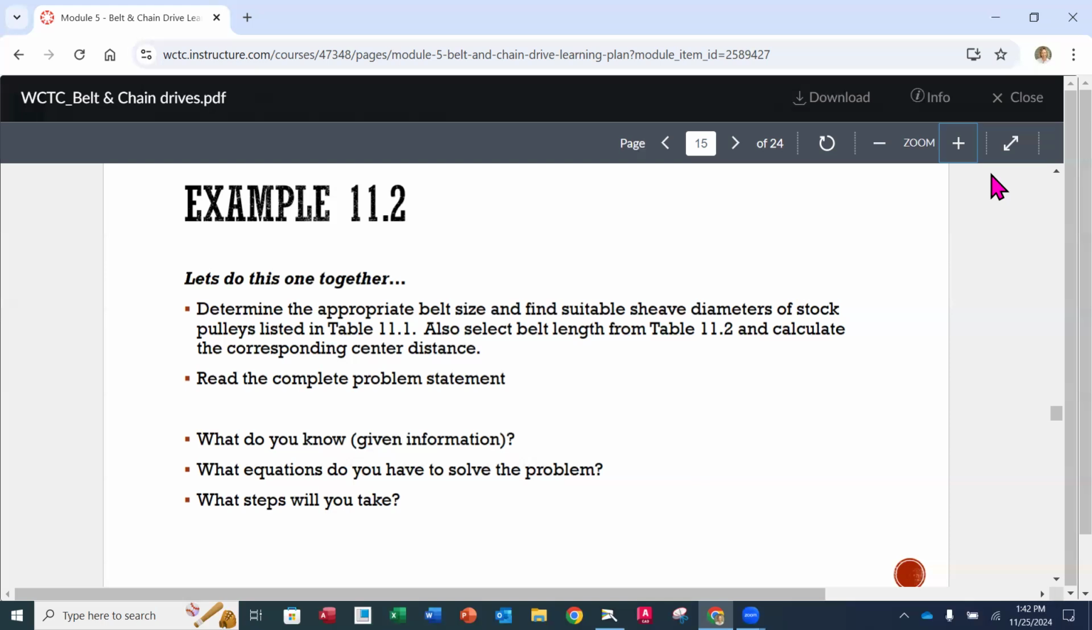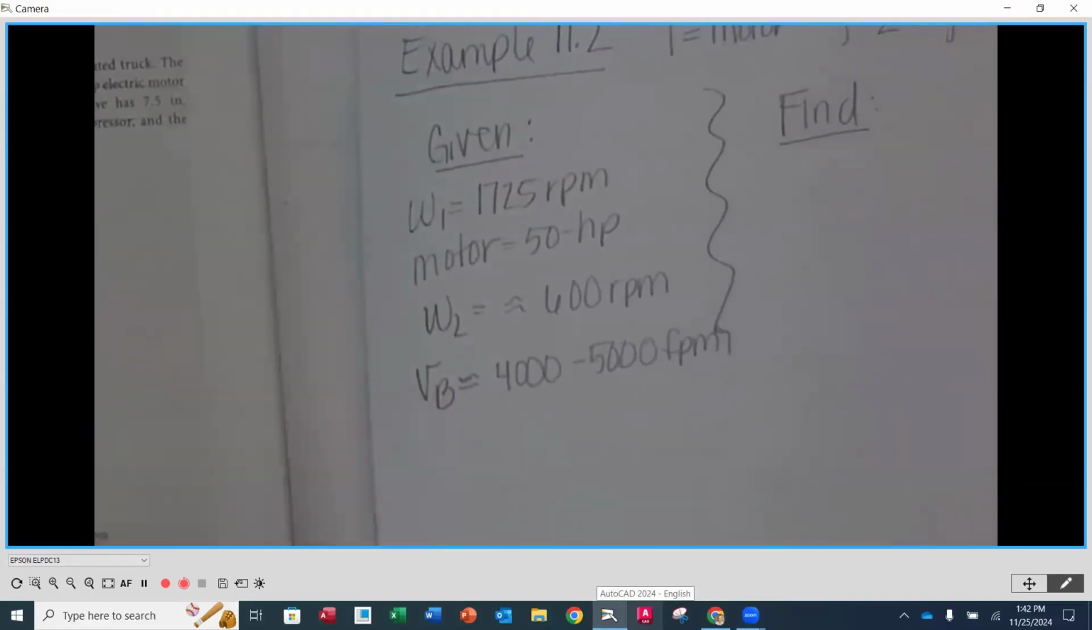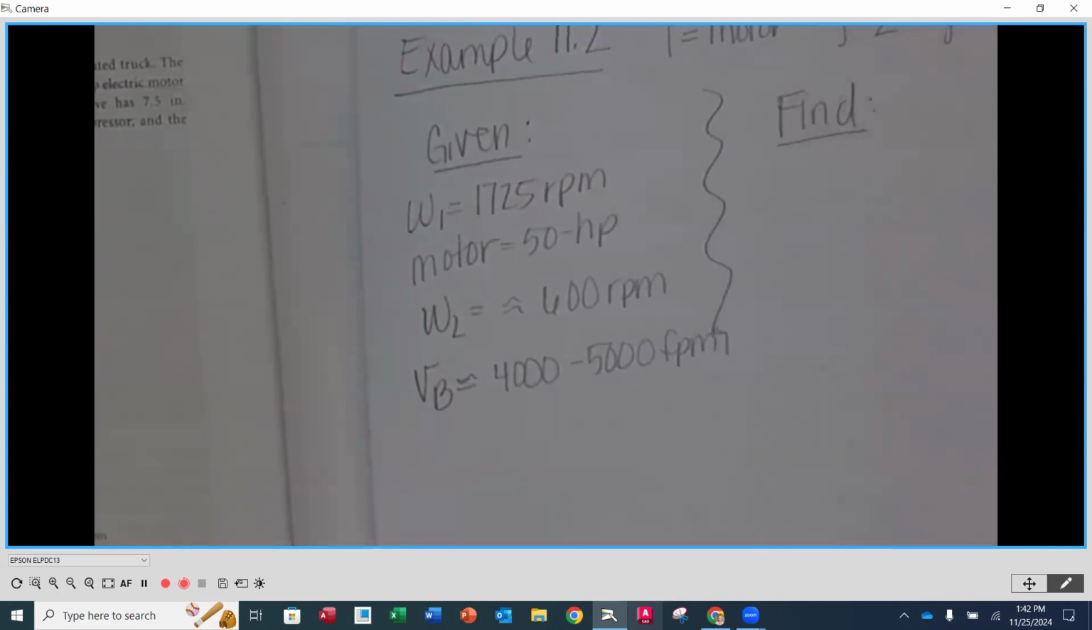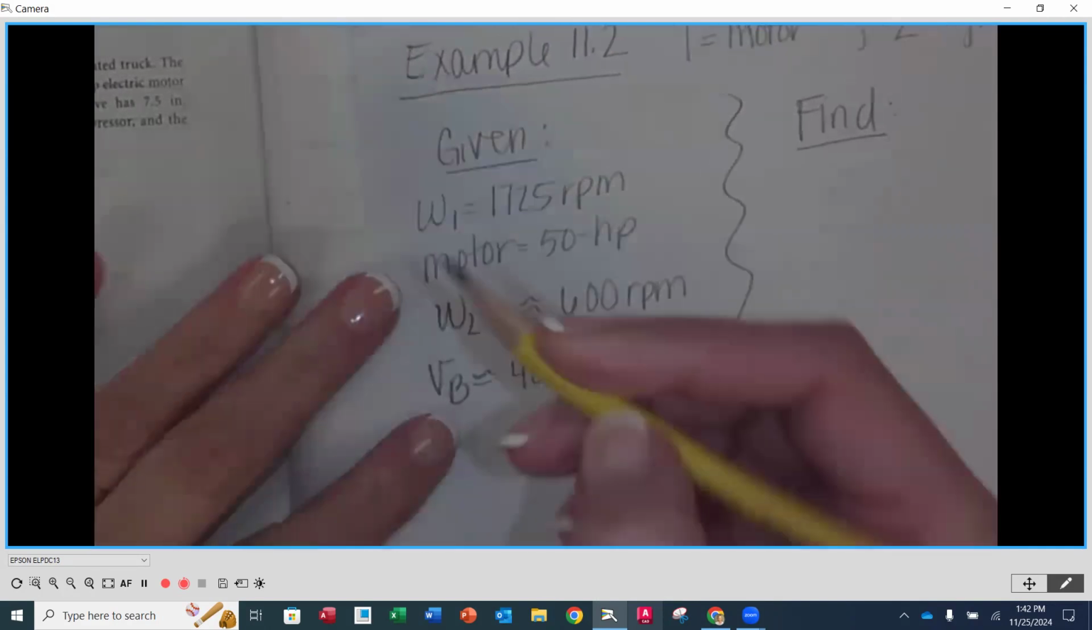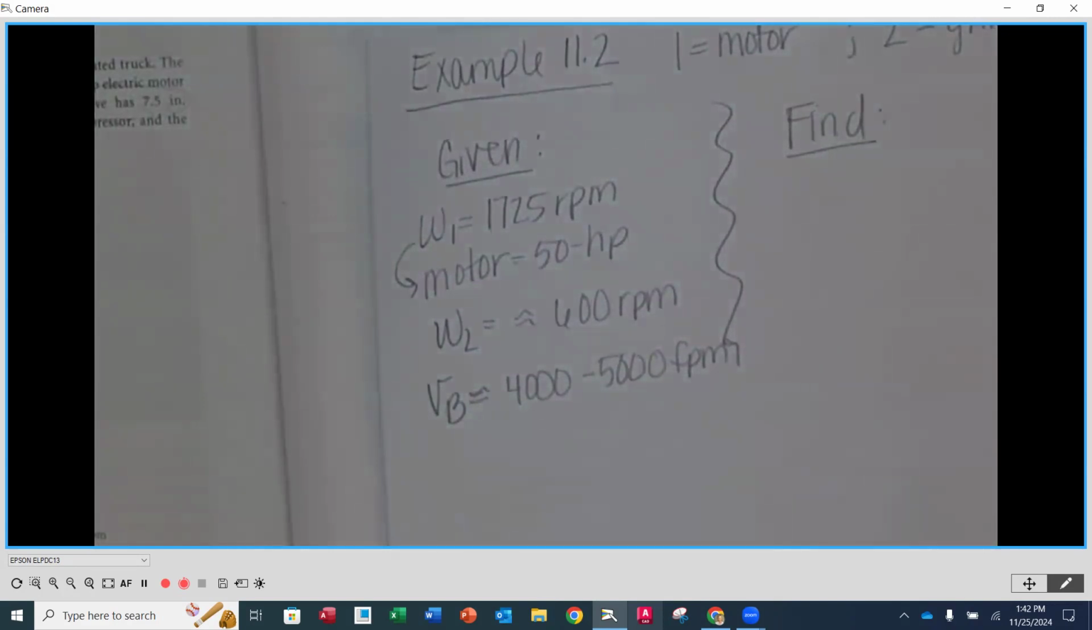So from the problem statement itself, here are the elements that hopefully you picked out. If not, make sure that it makes sense what we have here. Our W1, which is going to be our input off of the motor, is going to be 1725 RPMs. And that's a motor. It has 50 horsepower. So that's the motor. W2, which is the grinder, they say they want it to operate at about 600 RPMs.